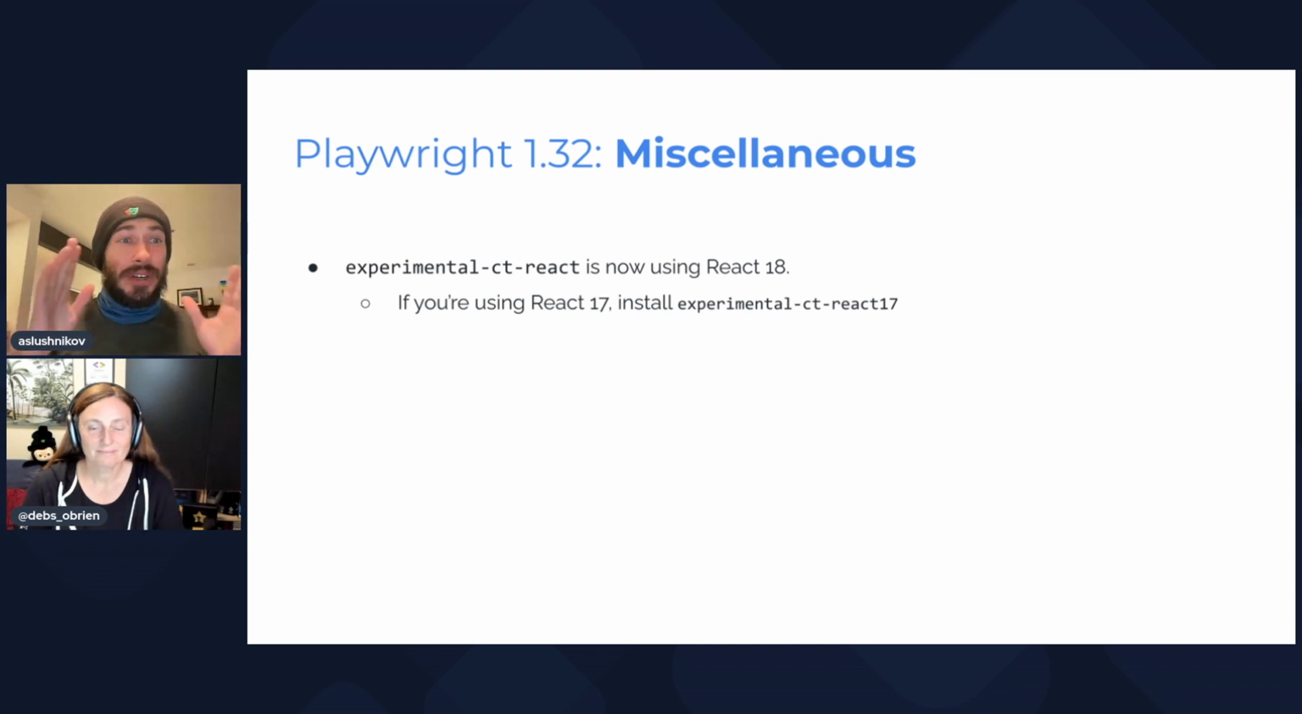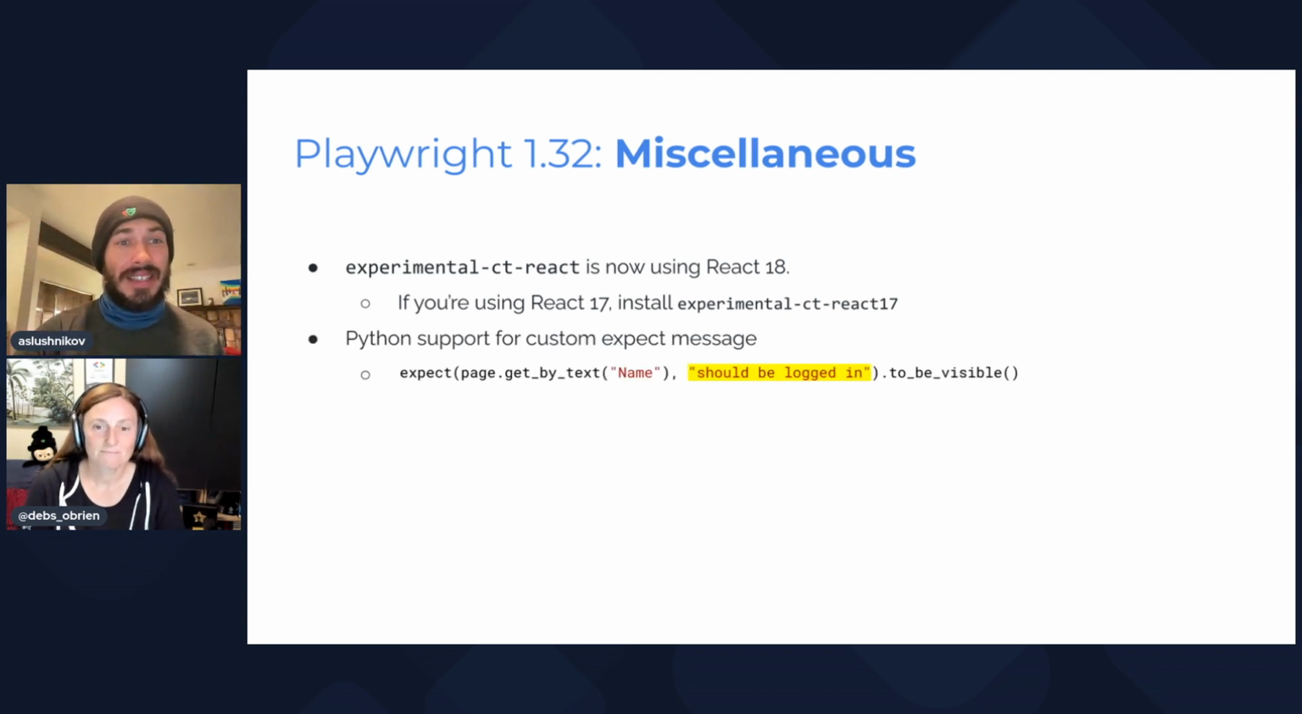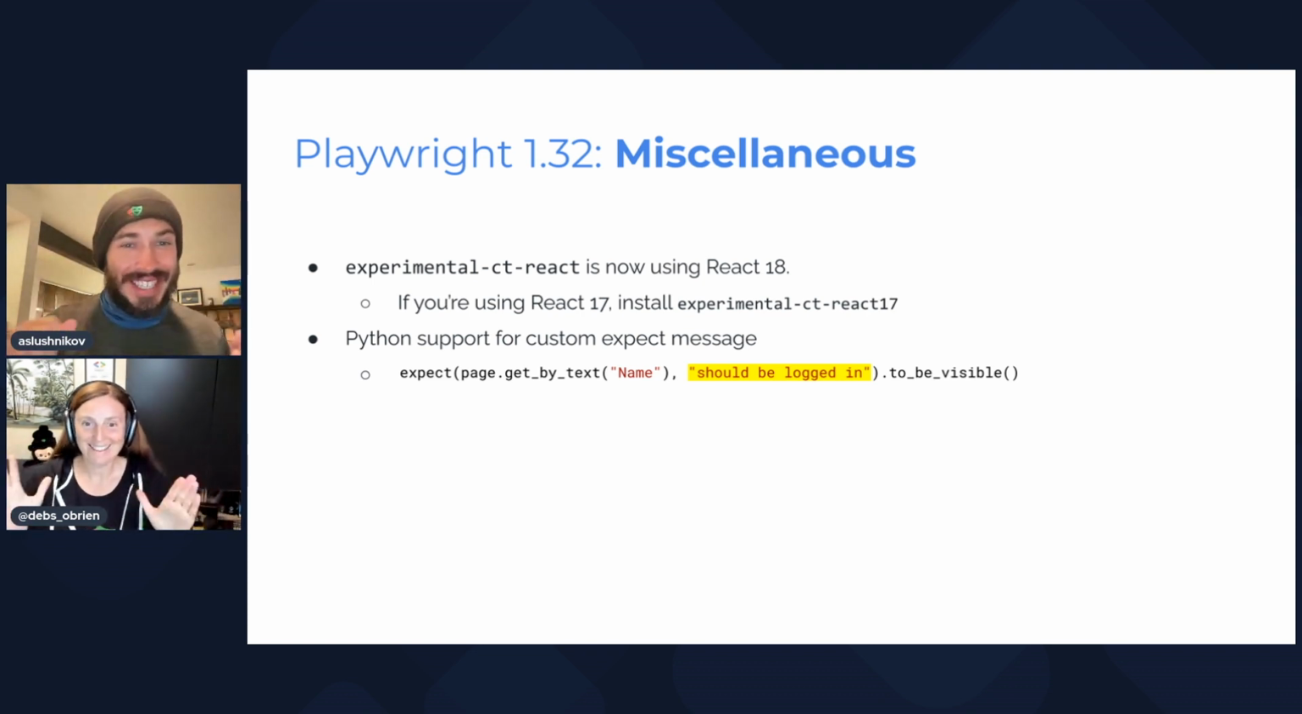First, if you are using component testing with React 17 or 16, please replace experimental CT React package with the experimental CT React 17. This is because experimental CT React now requires React 18. Okay, all easy. And the next part is that Python now supports custom expect messages in assertions, which is handy.